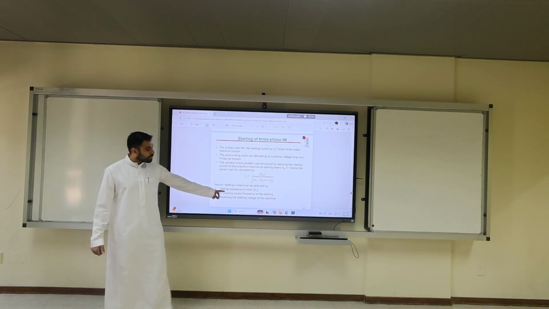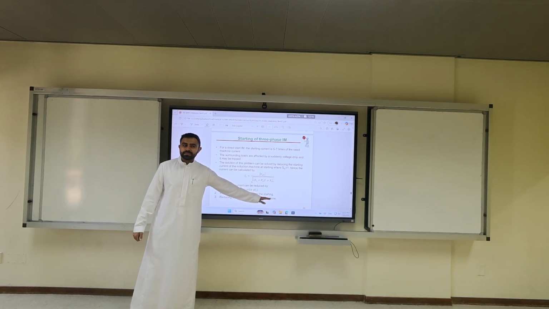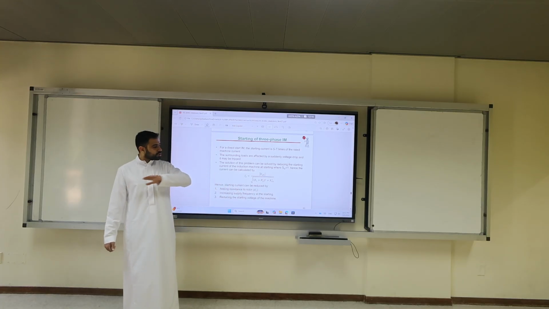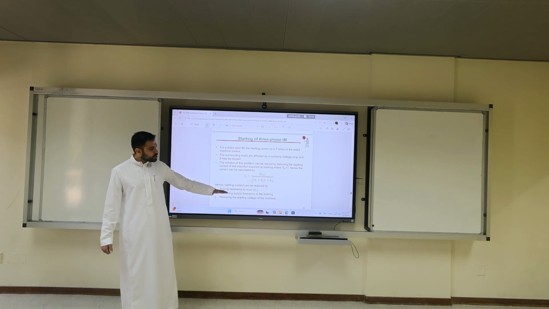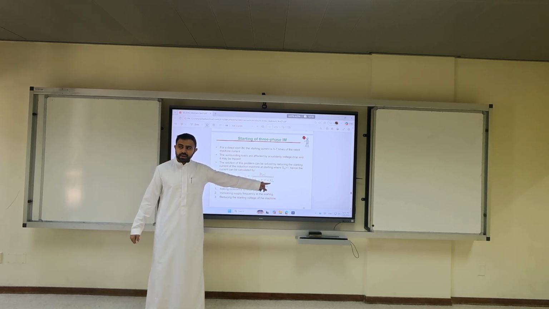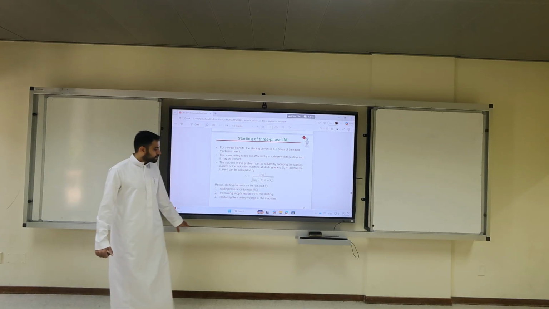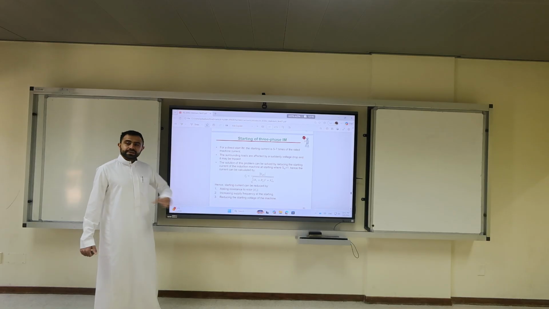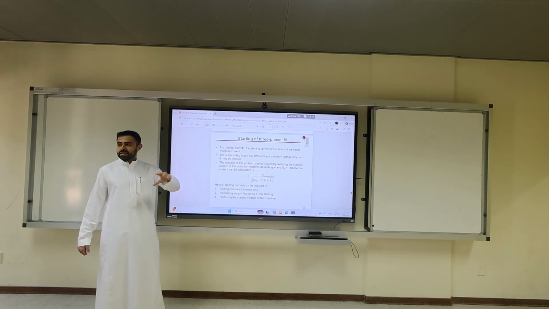Or increase the supply frequency at the starting. This is one of the techniques: before you start your machine, you increase the frequency because X equivalent will be larger. Now, it comes with a cost. If you increase the frequency, your starting torque becomes low and your maximum torque drops.